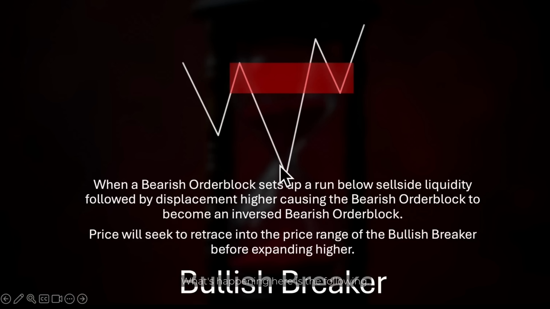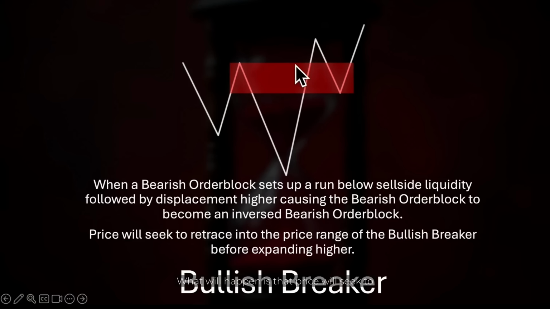What's happening here is the following. The market is dropping lower, sell-side liquidity gets engineered, a retracement higher takes place, and we then see the market drop lower one more time, taking out sell-side liquidity below this low, reaching a point of interest, and the moment that the market displaces above this high, we anticipate that the final up-close candle which set up this final run lower has to function as support on price, because this up-close candle is your bullish breaker.